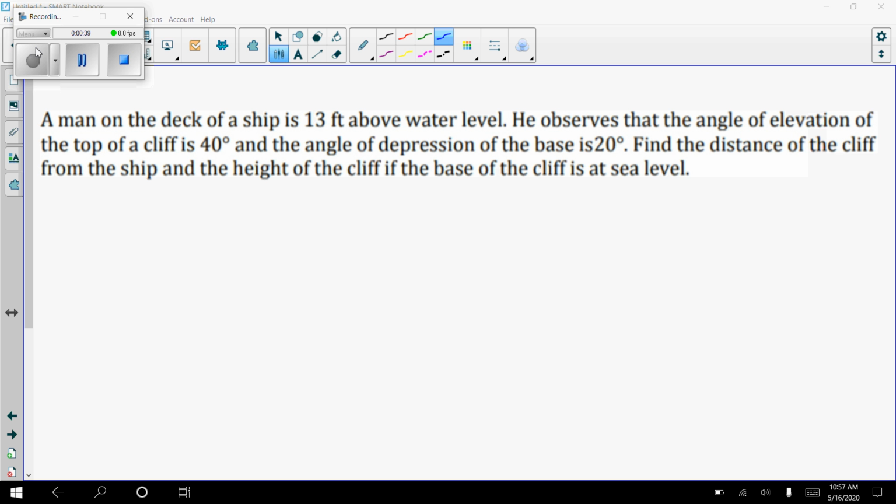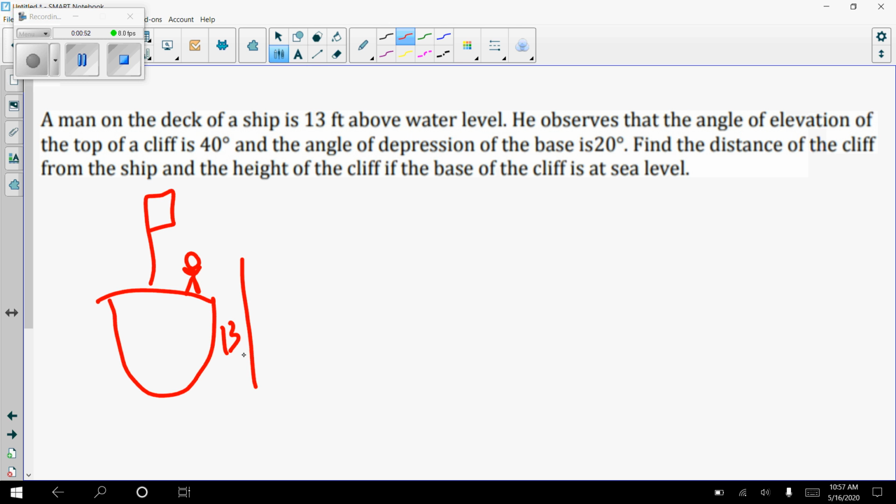A man on the deck of a ship. Now you're going to get to see my beautiful drawing skills. Okay, so there's the ship. It's 13 feet above water. So let's say there's this. So this is 13 feet.